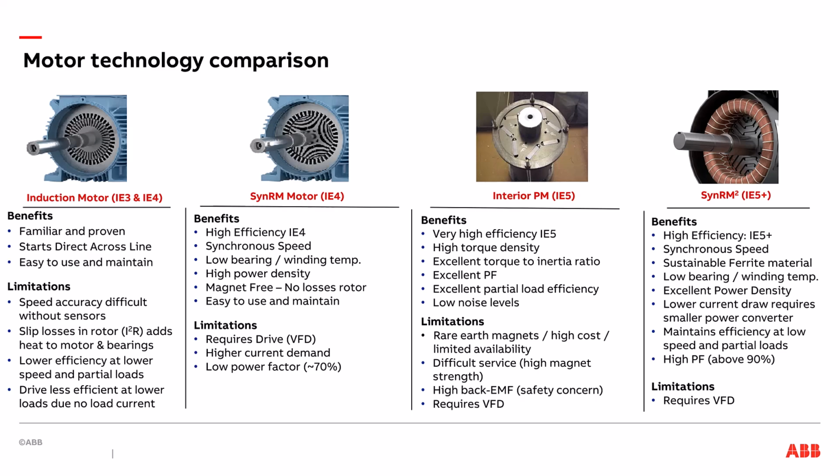Next, we'll talk about ferrite-assisted synchronous reluctance motors, which share a lot of the characteristics of the interior permanent magnet motors as well. They're very high efficiency with IE5+. They operate at synchronous speed. They do use ferrite instead of rare earth metals, have excellent power density, and maintain efficiency at low speeds and partial loads, but they also require a VFD to run.